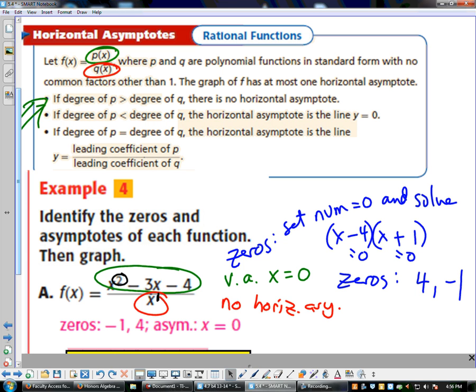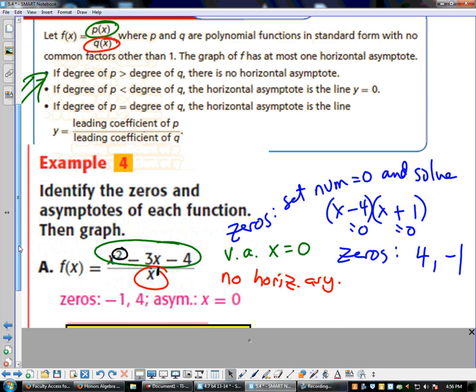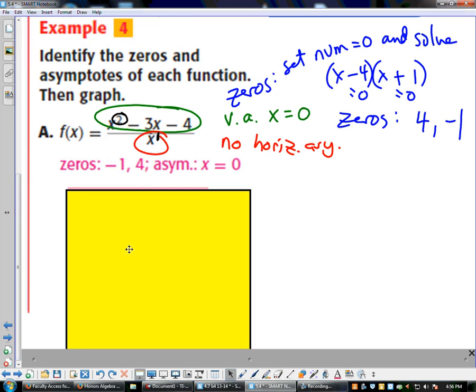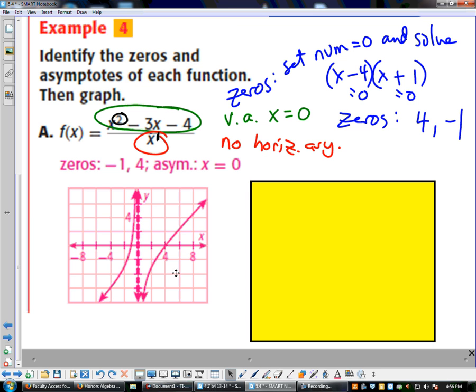All right. So they've got the zeros listed. They have the only asymptote as x equals 0. That's the vertical one. And there are no horizontal asymptotes. They did do a sketch. We'll just take a look at it. And it looks something like this.